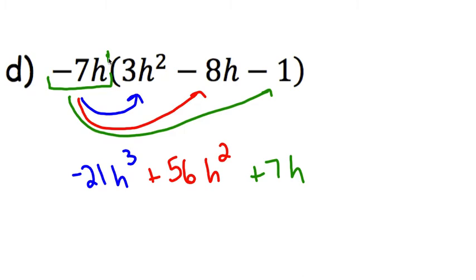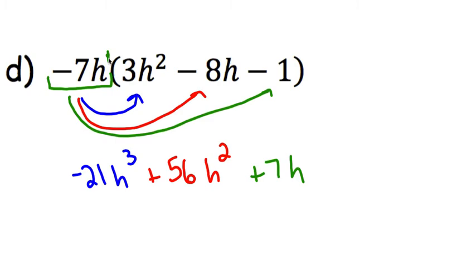Negative 7h times negative 8h. Negative 7 times negative 8, remember negative times negative is a positive. 7 times 8 is 56. H times h is h squared. And the last term, negative 7 times negative 1 is a positive 7, and then we just have that h.